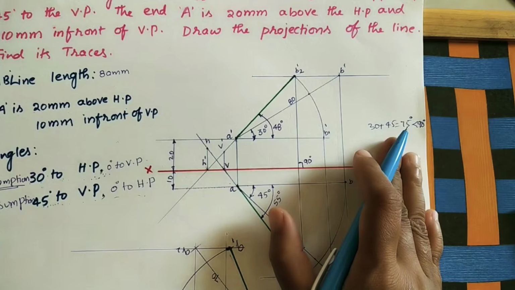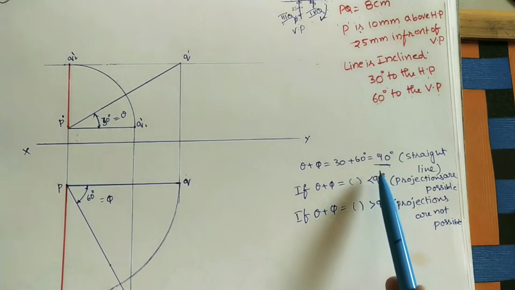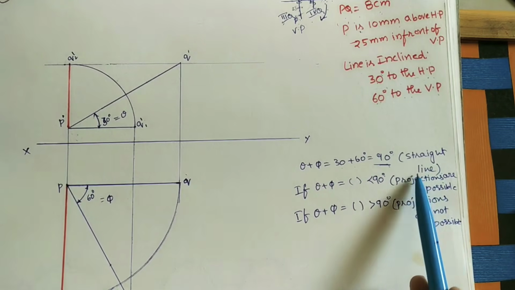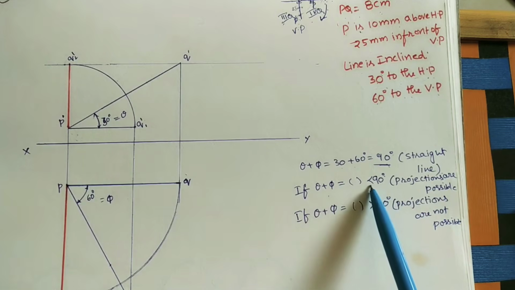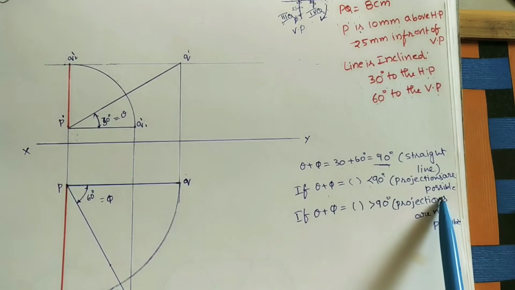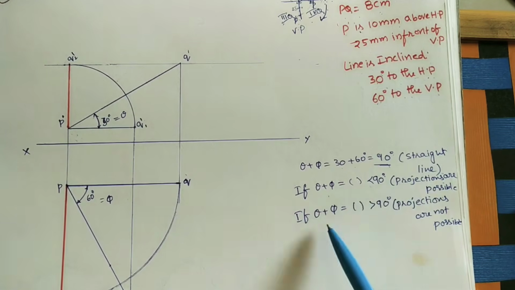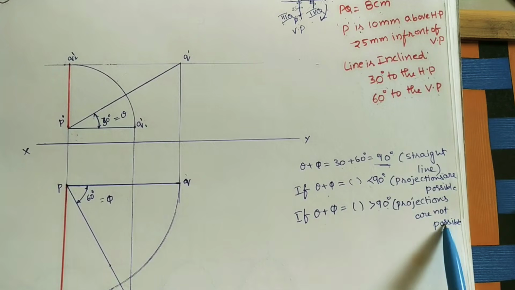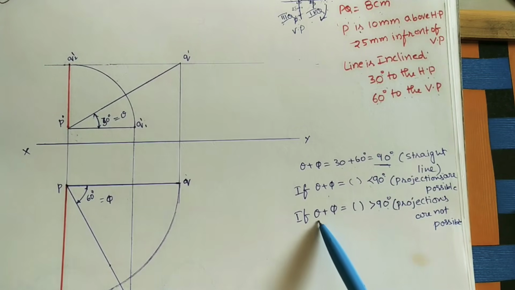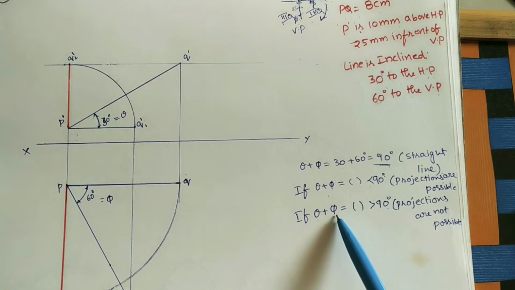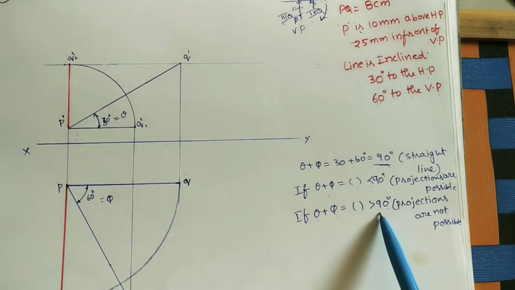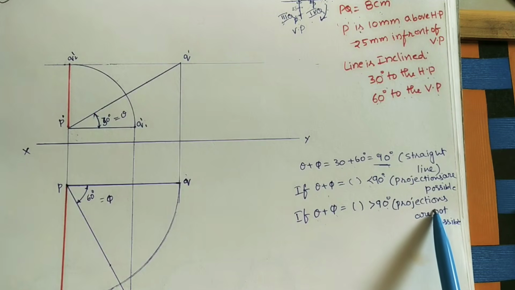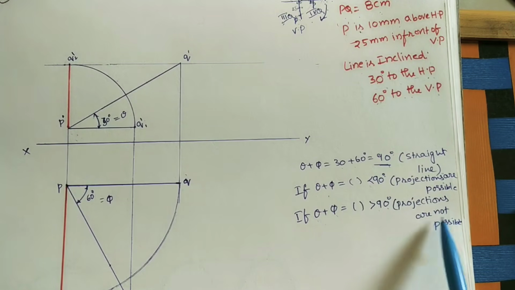So remember this condition. Here we are taking three conditions. If it is 90 degrees, projections come on the same straight line. If this value is less than 90, projections are possible. If it is greater than 90, projections are not possible. Try taking some angles here, some 30 degrees, here some 70 degrees like that. 70 plus 30 is 100 degrees, greater than 90. Let us see how the diagram will come. Here projections will not come.